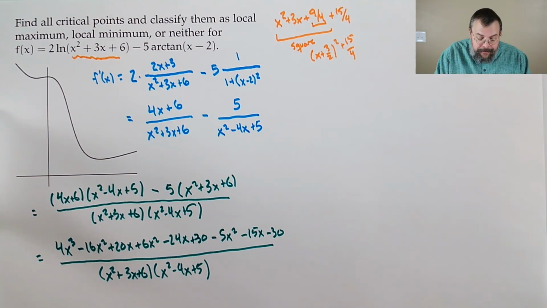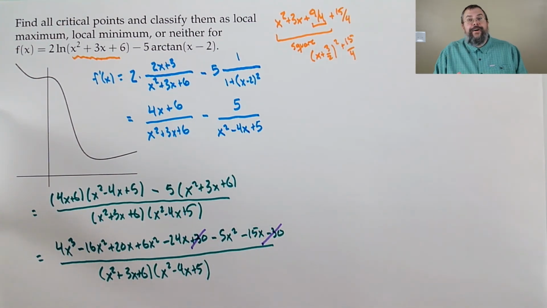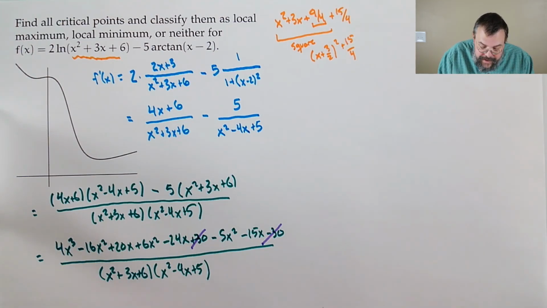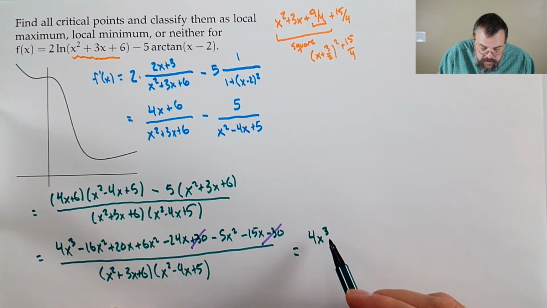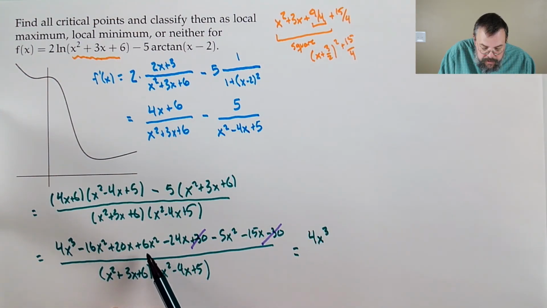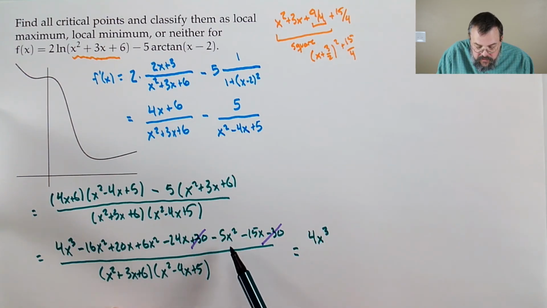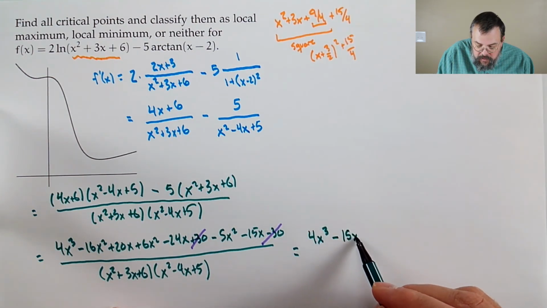And I see something right away. The constants, plus 30, minus 30. We're on to something. We may have even done it correctly. Okay, so let's keep going. All right, so what do we have? Well, there's only a single x cubed, so 4x cubed. What else do we have? Minus 16x squared. There's a plus 6x squared and a minus 5x squared. So if we put all those together, minus 16 plus 6 minus 5, that'll take us to minus 15x squared.